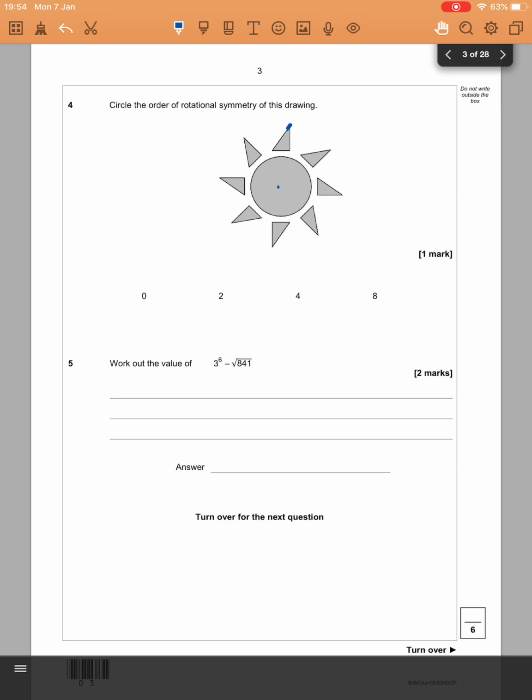Question 5 is just using the calculator. So you've got 3 to the power 6. So again, you could do 3 times 3 times 3 times 3 times 3 times 3. You could work that out. Or you could do it by doing 3, use your power button, 6. That would work out 3 to the power 6. Then you've got to take away the square root of 841. So you can just work that out on your calculator, and you take away the 2 answers.